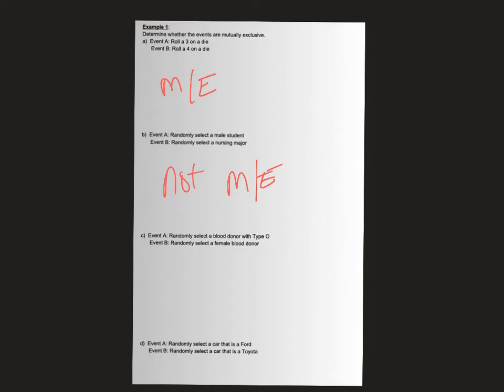And event B, randomly select a female blood donor. So these are not mutually exclusive because you can have female blood donors who have type O. Event A, randomly select a car that is a Ford. Event B, randomly select a car that is a Toyota. You can't have the one car being both a Ford and a Toyota. So those are mutually exclusive.